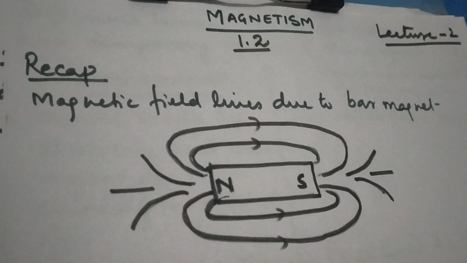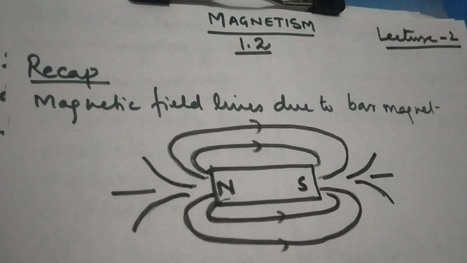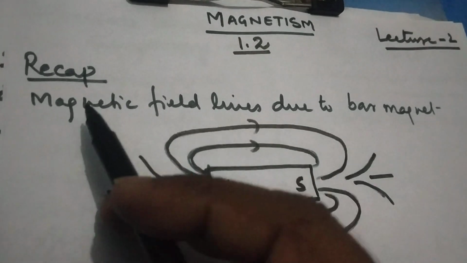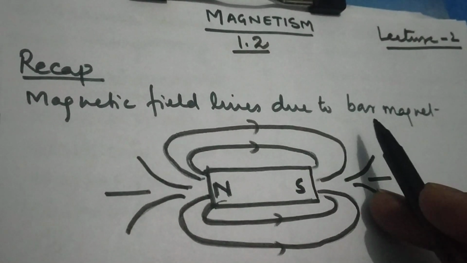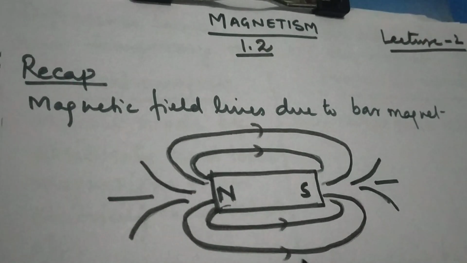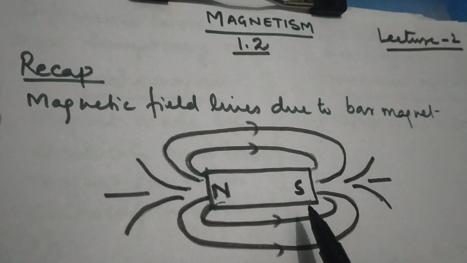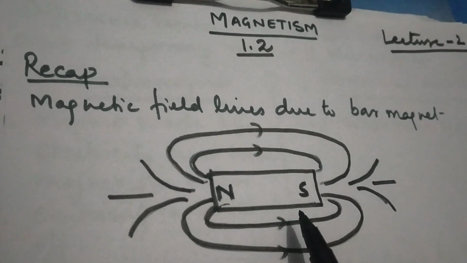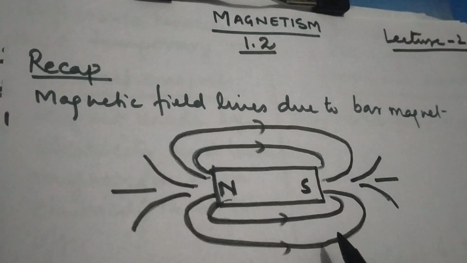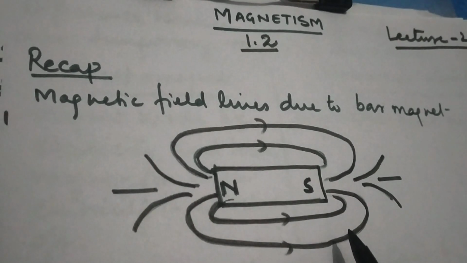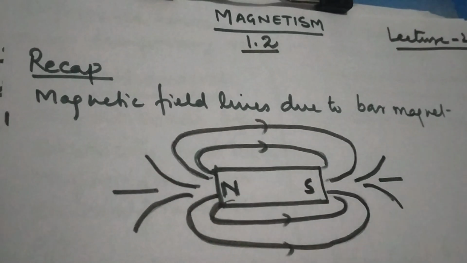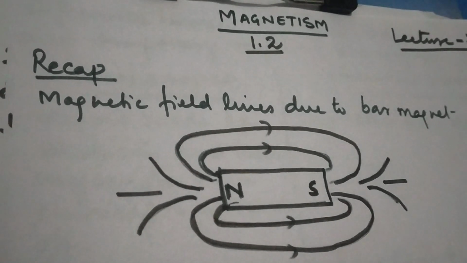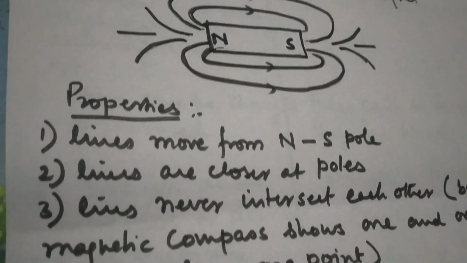Before I start today's content, there is a small recap of what you studied in the last lecture. Dear students, please follow. The magnetic field lines that you have made for the bar magnet look like this. When we draw the magnetic field lines for a bar magnet, they look like this. I told you these lines are called closed curves and they are symmetrical on both sides, and there are some properties that I would like to bring to your notice.